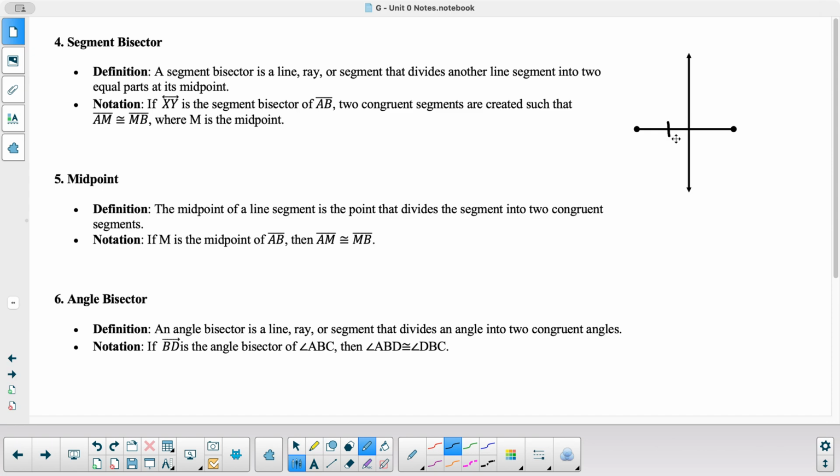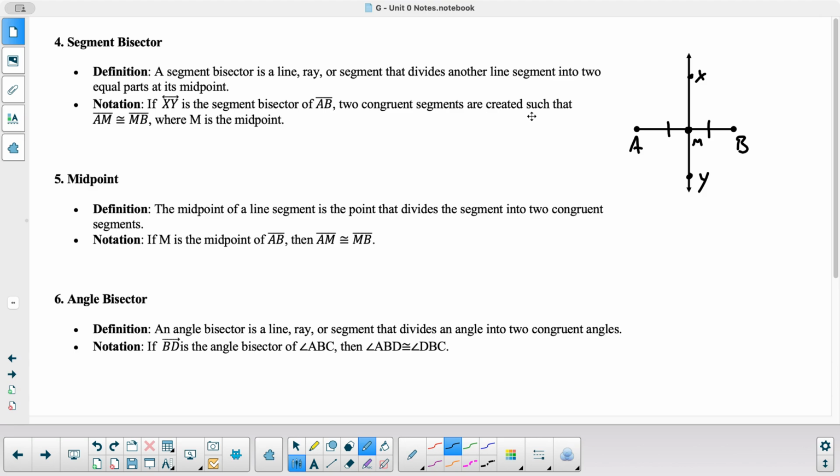So bisector here means I mark these as congruent. Those are called congruency marks. That means that this point right here, I'll call it M, for my midpoint. If this is X, Y, I'm going to follow this one here. It says line XY. So there's X, there's Y, line XY is a segment bisector of segment AB.